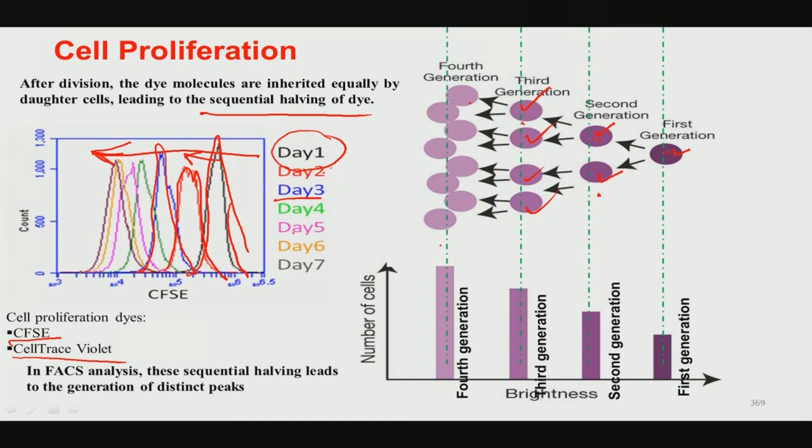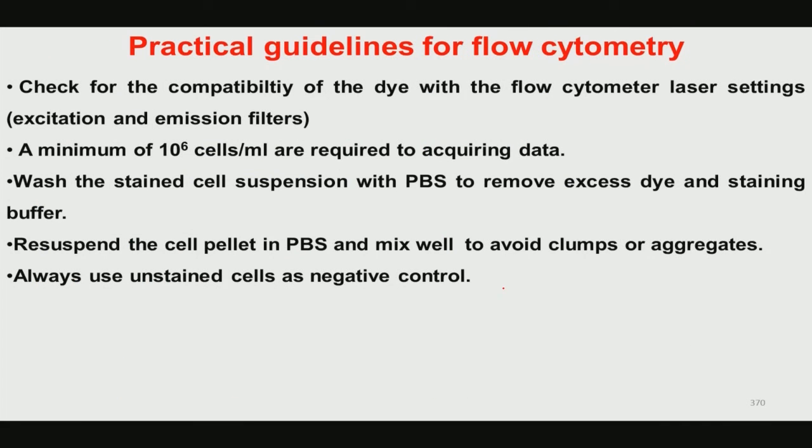The sequential halving essentially leads to the generation of distinct peaks. So, you have a first generation, a second generation, a third generation, and a fourth generation, and you can see that the peaks are going more and more to the left.